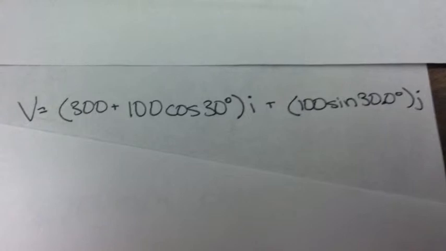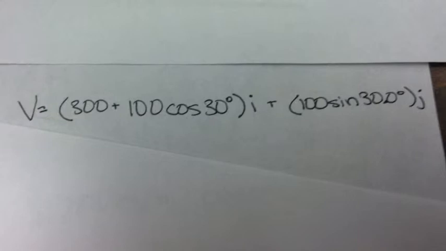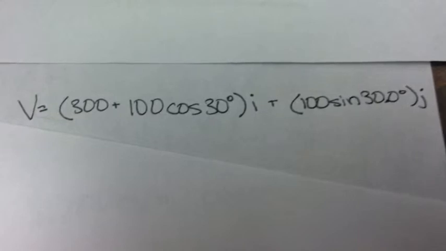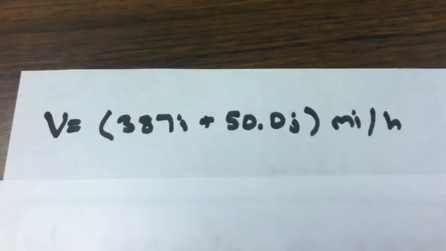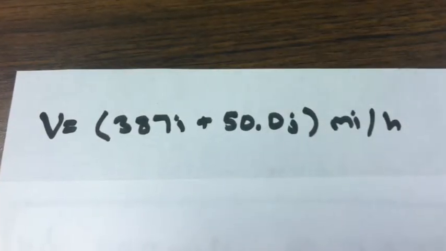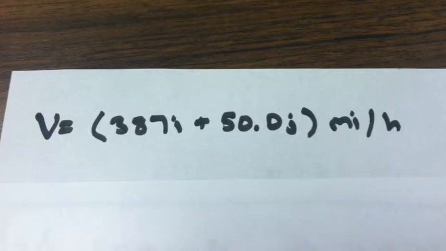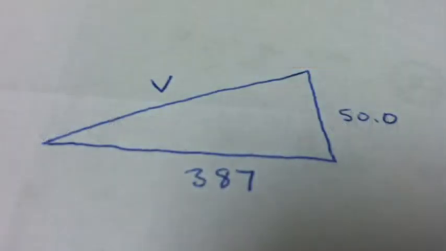Then you'll add that to the velocity in y. Velocity in y should be 100 times sine of 30 degrees. You will use sine because when you do your trigonometric functions, it'll be facing in the y direction. When you simplify your equation, it should look like this.